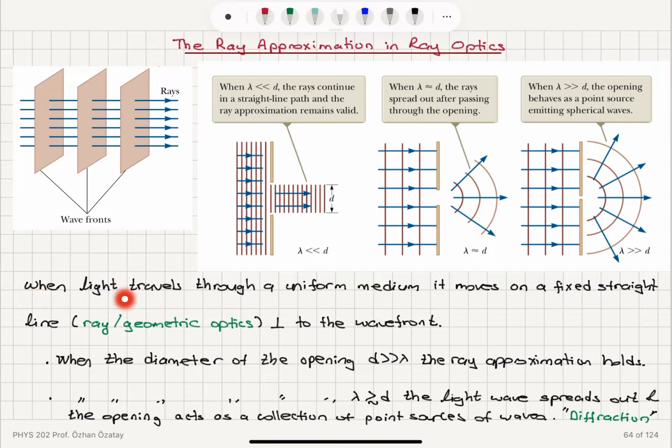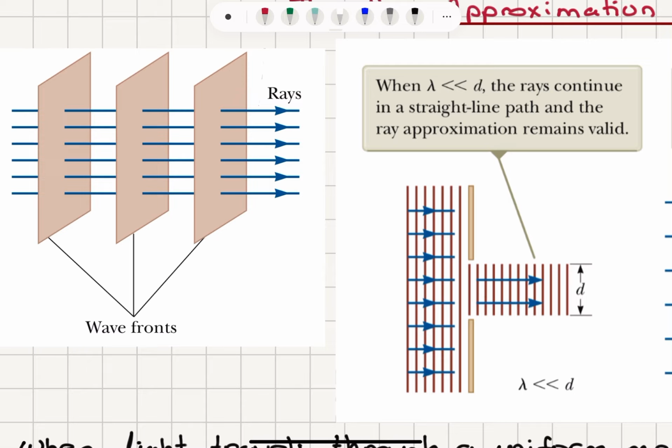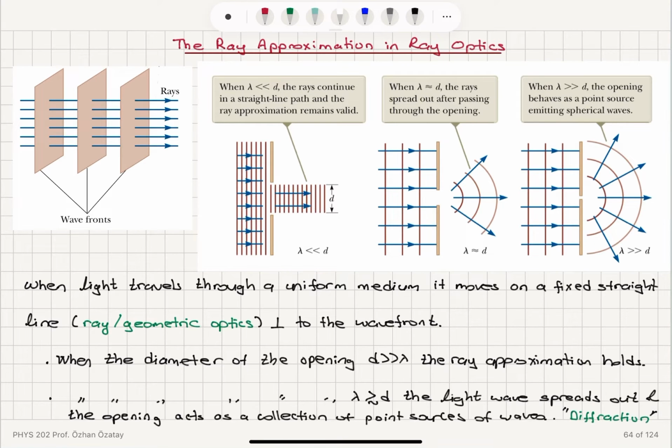So we get the best approximation to spherical waves by using a very narrow slit. When light travels through a uniform medium, when we don't have any changes in the medium, it moves on a fixed straight line that's called the ray or geometric optics, which is perpendicular to the wavefront. So that's what we have here. The wavefront is a plane and the light is traveling perpendicular to the wavefront in a uniform medium. That's ray optics or geometric optics.